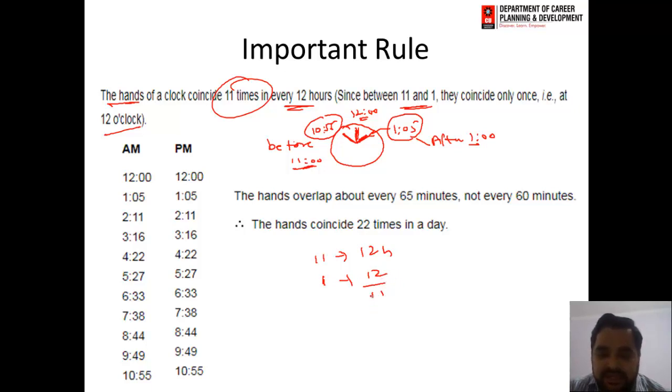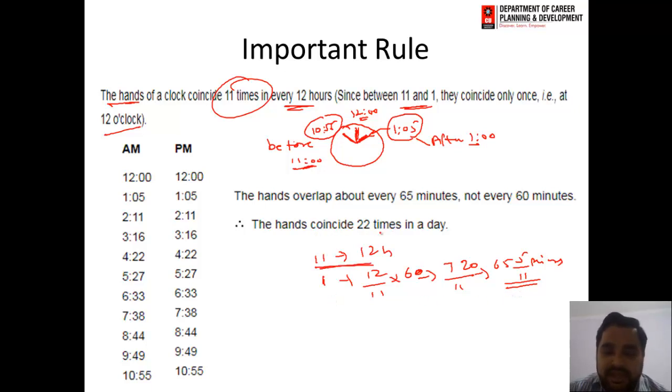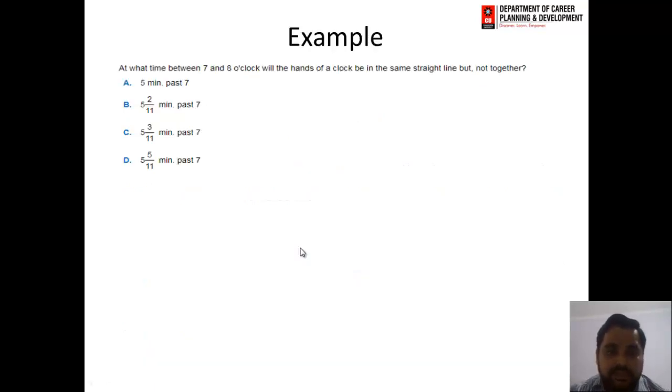If we convert this value into minutes, we have 720 by 11, and if we solve further, this answer is 65 5/11 minutes. So if we ask after how much time the needles coincide, the time difference between two successive coincidences is 65 5/11 minutes. Hence we can say 11 coincidences happen in 12 hours and 22 coincidences in a day. Now here we have an example.